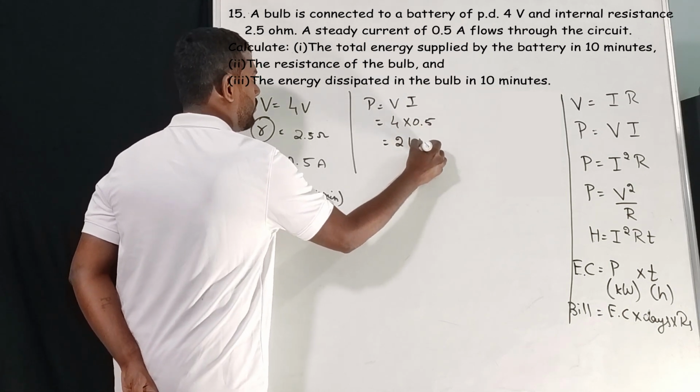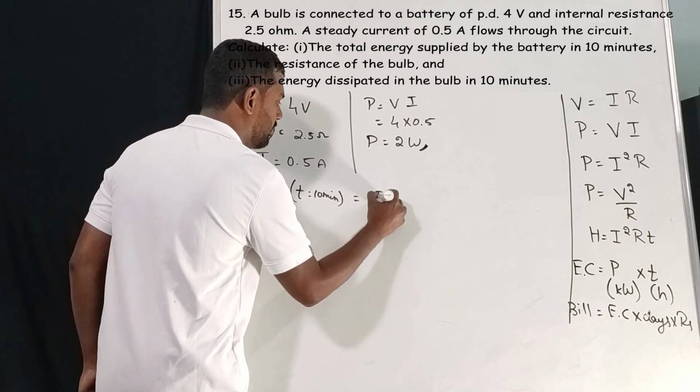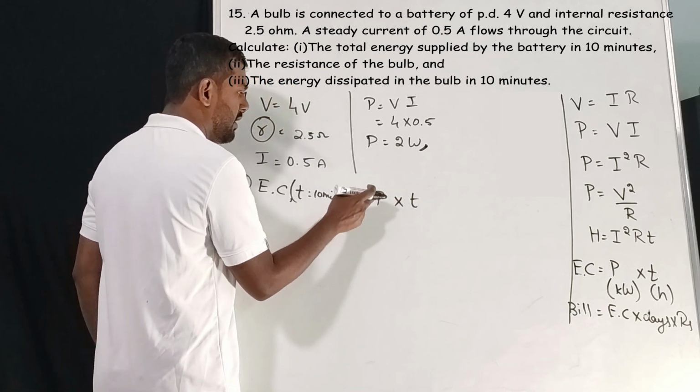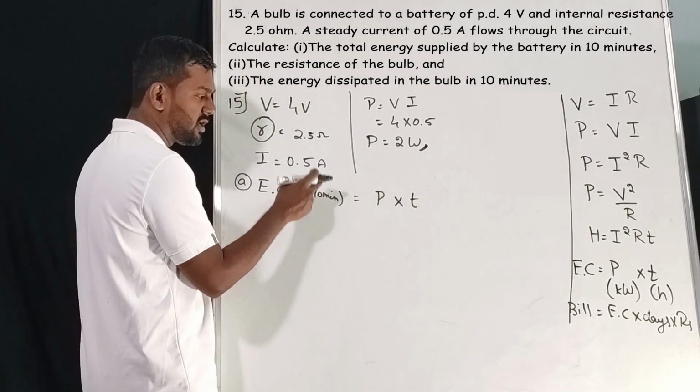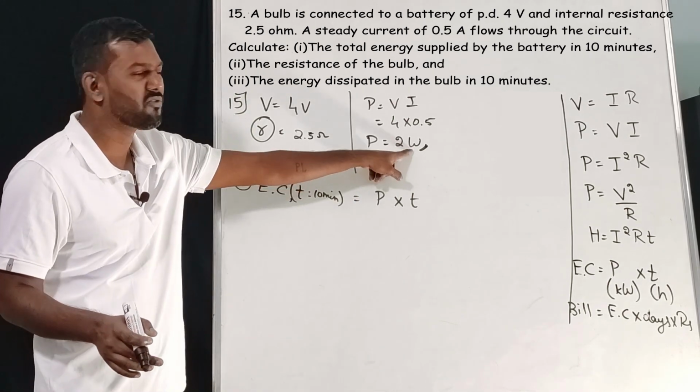The answer will be 2 watt. Power is given as 2 watt. So energy consumption is equal to power into time. See, time is in terms of minutes, so power should not be in terms of kilowatt hour, it should be in terms of watt only.